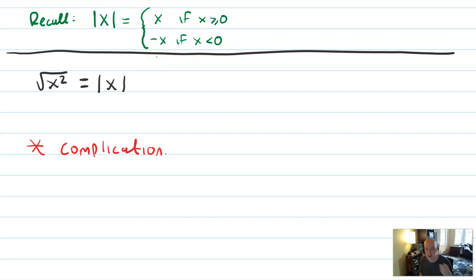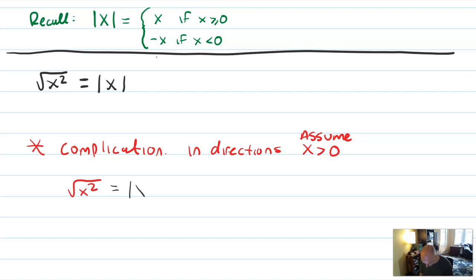This is only necessary if we know that x could be positive or negative. So, in the directions for a lot of problems, there's a statement, something like "assume that x is greater than 0." Well, if that's true, and in the problem there's a square root of x squared, I would say, okay, square root of x squared is equal to the absolute value of x, because that's always true. However, because x is greater than 0, this can simplify further into just x, because if x is greater than 0, absolute value of x simplifies to x.